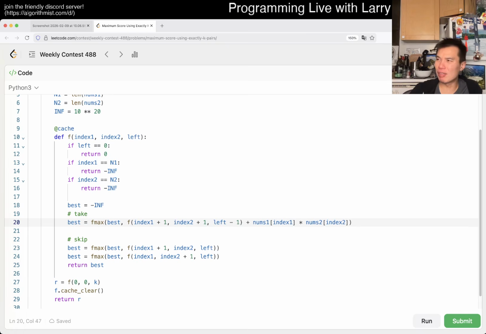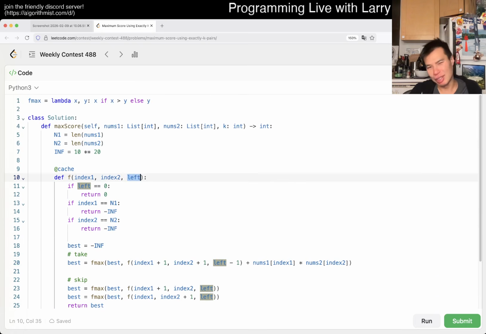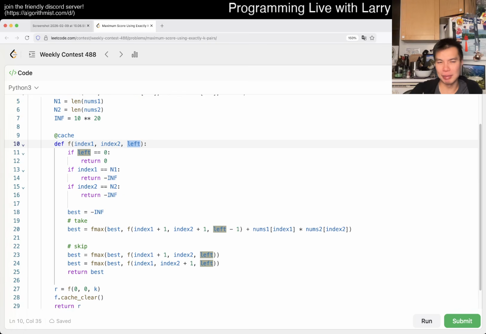This almost reminds me of longest common substring, or longest common subsequence, or one of those things. I feel like this happens a lot. The only thing that's a little bit different from usual is this left thing, which, if you have a good amount of practice with dynamic programming, will come naturally to you.